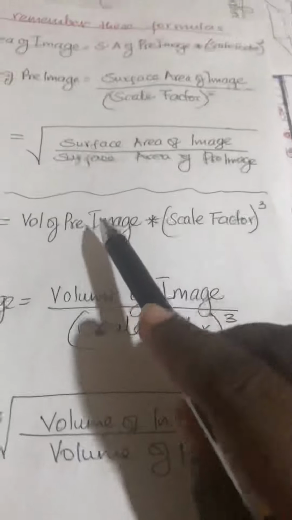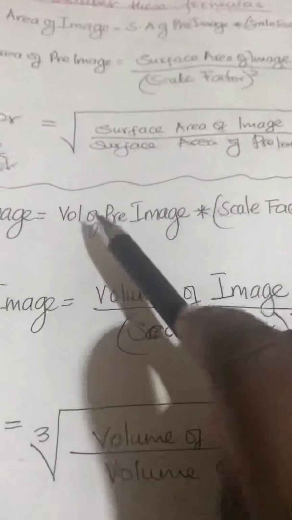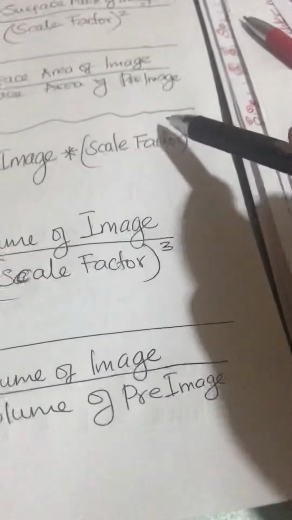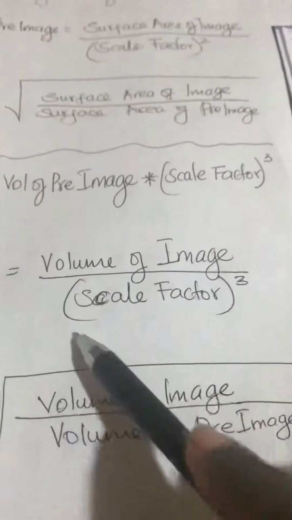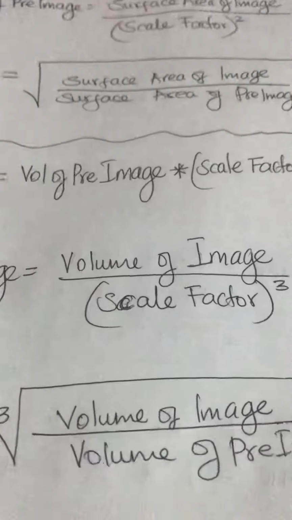Okay? So here you will multiply. To find the volume of the image, you will multiply volume of pre-image times the scale factor to the 3rd power. Please use your brackets. Use your brackets. Use them. So this way you won't forget.